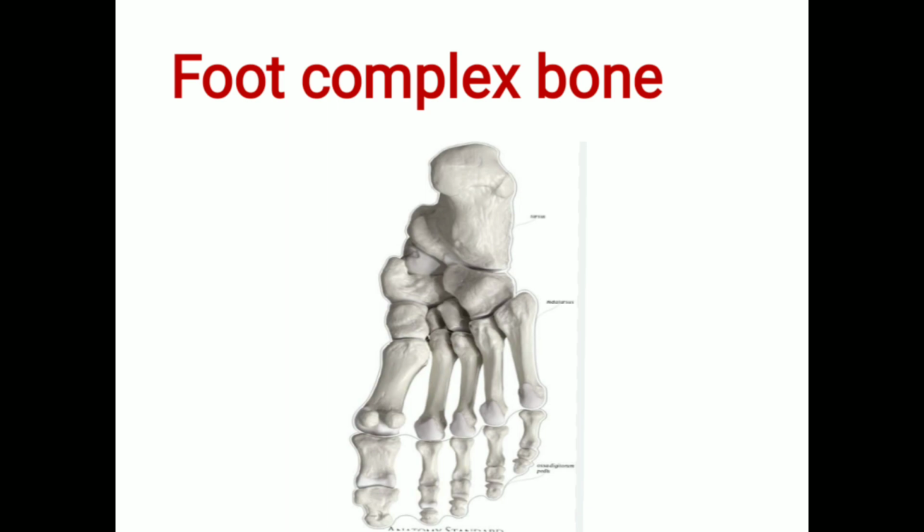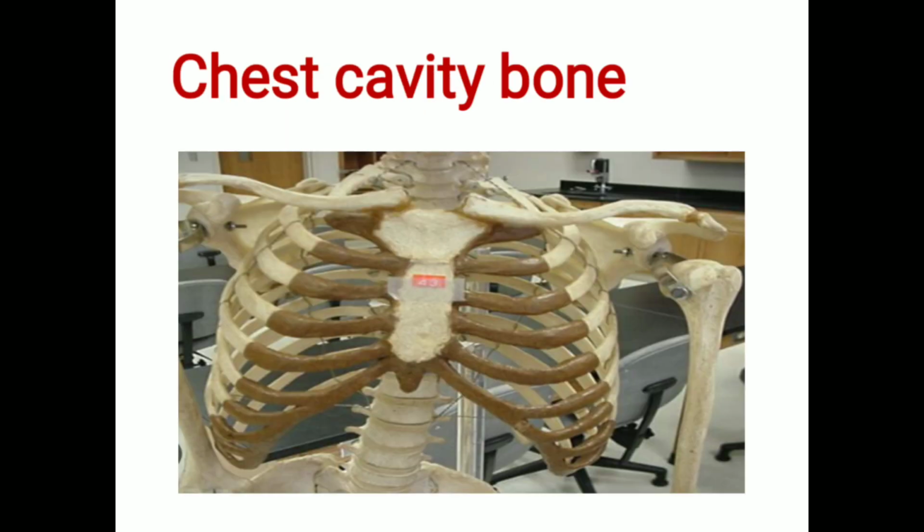How many? 5 plus 5. So 5 metatarsals in each foot, 10. 5 metacarpals, 5, 5, 10, and 14 phalanges again. So in total in the human body there is 14 plus 14 plus 14 plus 14. So that is 56 phalanges in total. For the upper limb, 14 plus 14, 28. For the lower limb, 14 plus 14, 28. So this is all the bones of our human body.